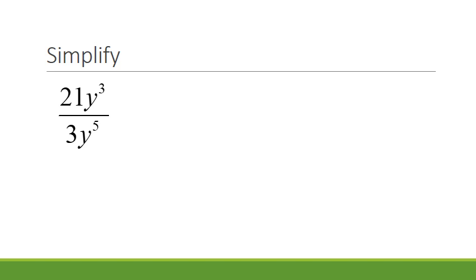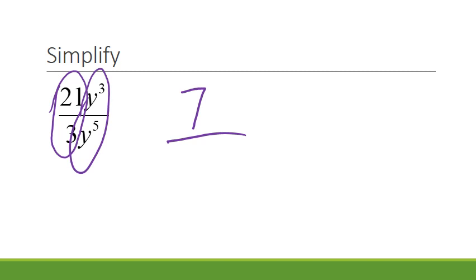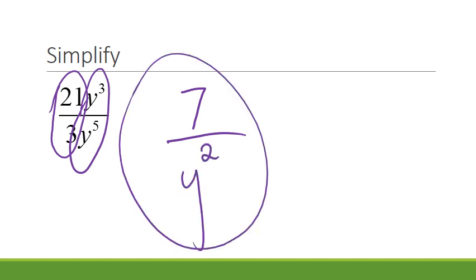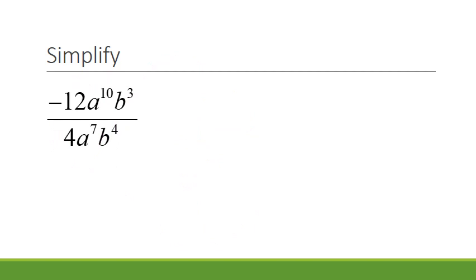All right, so here I have 21 divided by 3, which works out nice and neat as a 7. The larger y value is on bottom. 5 minus 3 is 2. Please pause and try this one.